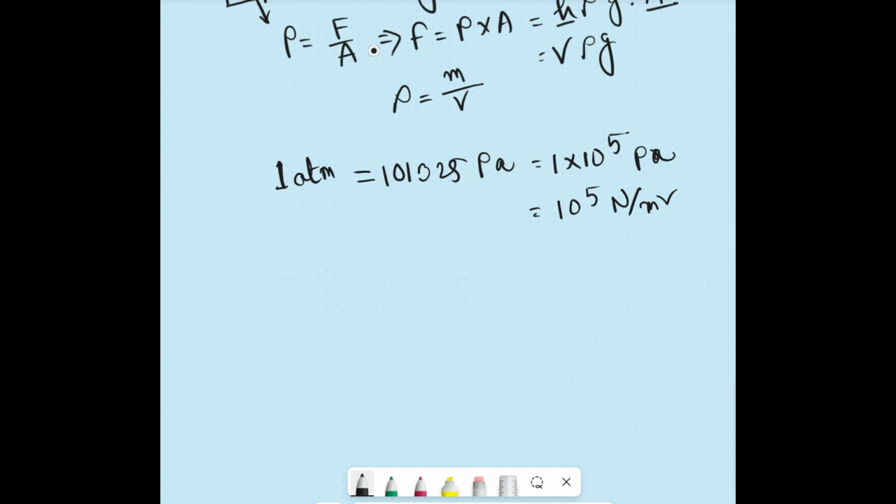Afterward, there is a very important MCQ, right? Barometer. So a barometer is an instrument to measure pressure, and mainly this barometer is used to measure atmospheric pressure.